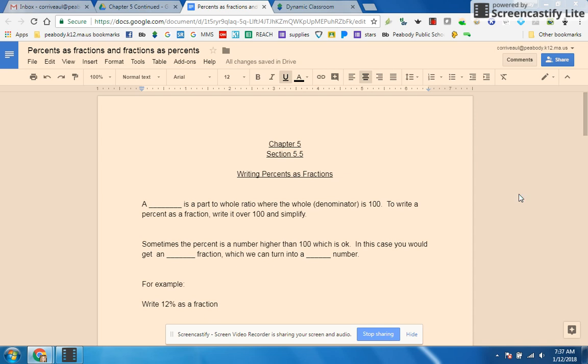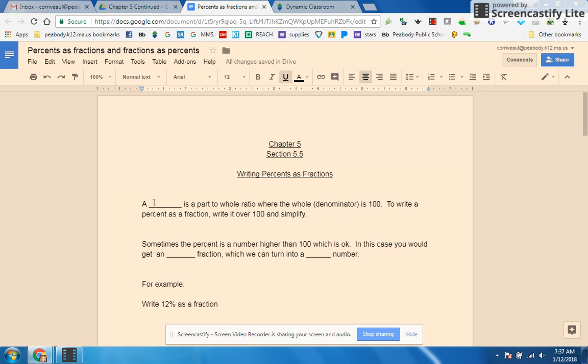So we're all done with ratios and rates. So we're going to move on to the next section. This is still chapter 5, but I kind of broke it into 2 different units because it's a little bit different. So we're going to start with writing percents as fractions. The reason why this is in the same unit is because percents are basically ratios out of 100.